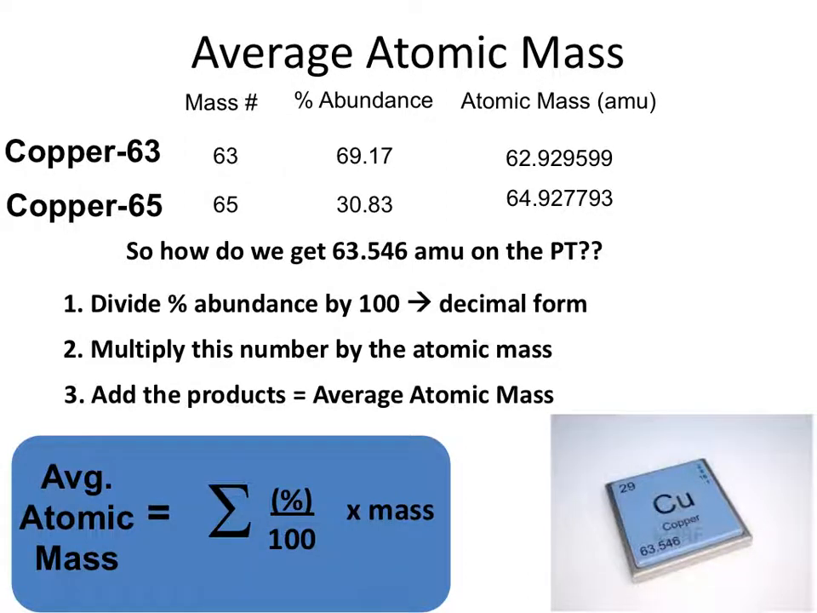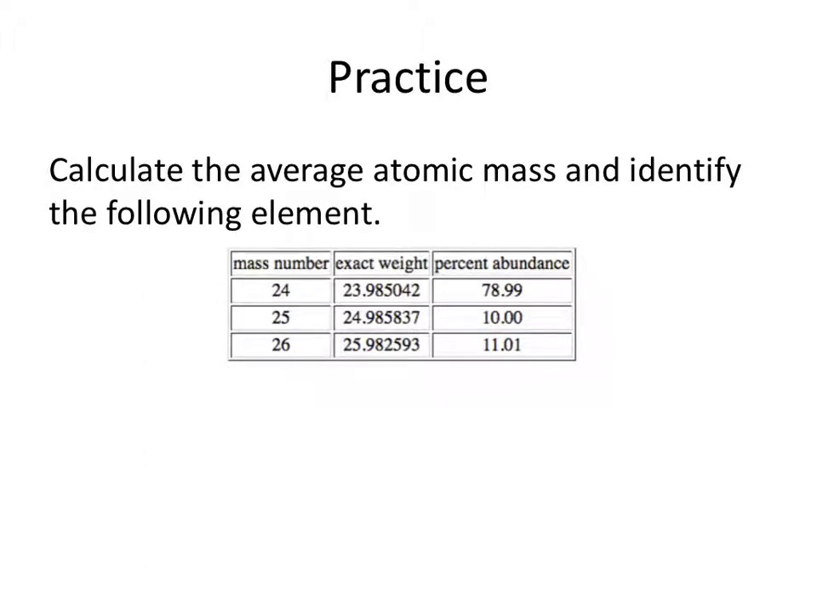Okay, so let's go ahead and practice this. In this particular example, we have 3 different isotopes that make up our specific element. If we follow our steps, the first thing we're going to do is divide each of our percent abundances by 100. Now that we have put our percentages into decimal form, we're going to take these decimal values and multiply by the corresponding masses associated with the isotope. So isotope 24, we're going to use this number, isotope 25, and 26, and on. So let's do that multiplication.